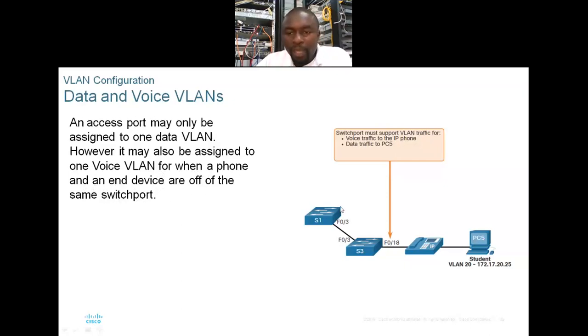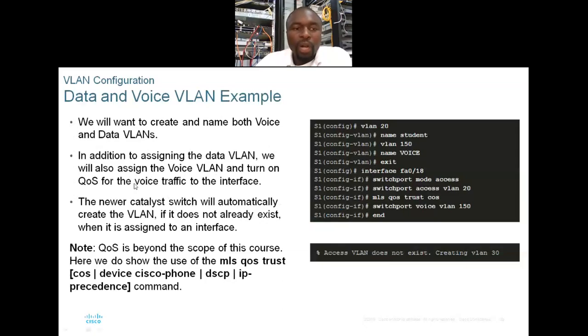So that's what we are talking about. We have an example here. I say, for instance, VLAN 20, that's in my global configuration mode. I name it as what? Student. Then I say VLAN 150. I name it as what? Voice. So these are two VLANs that I have created: student VLAN and voice VLAN.